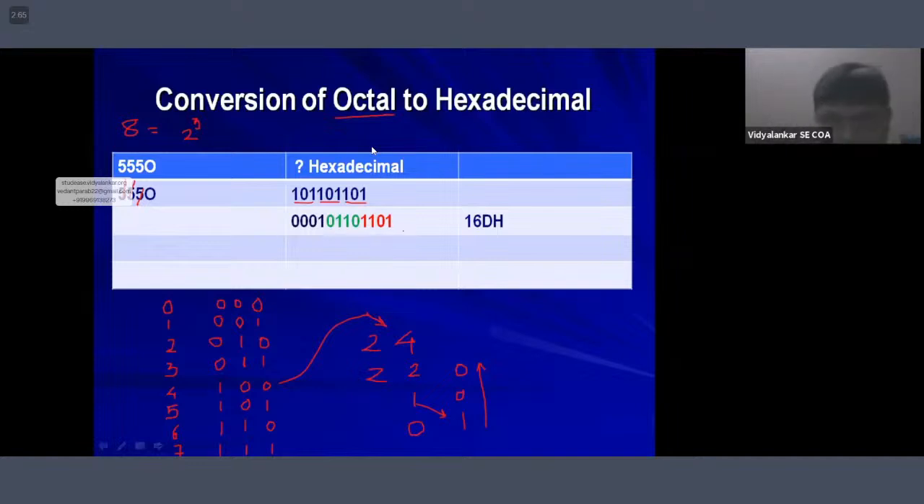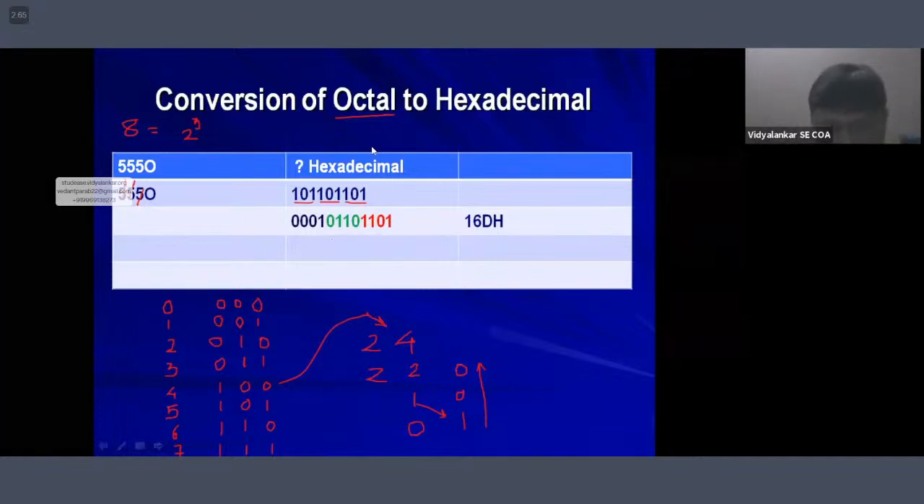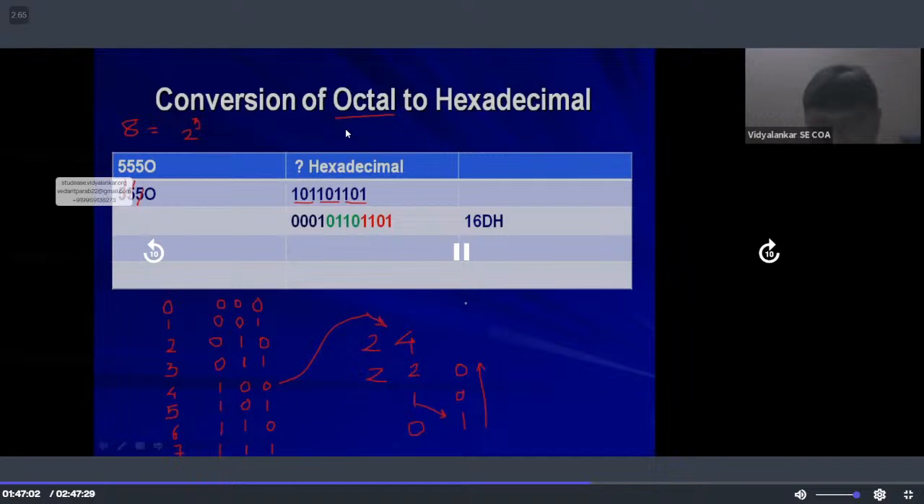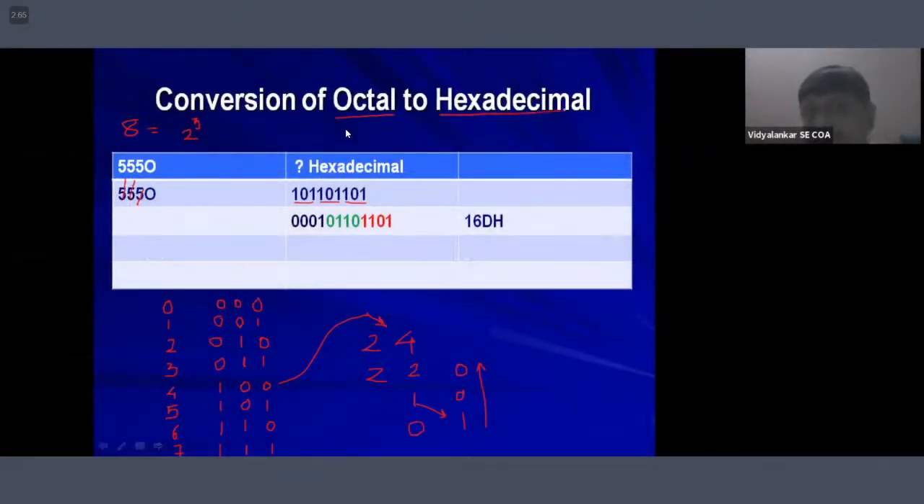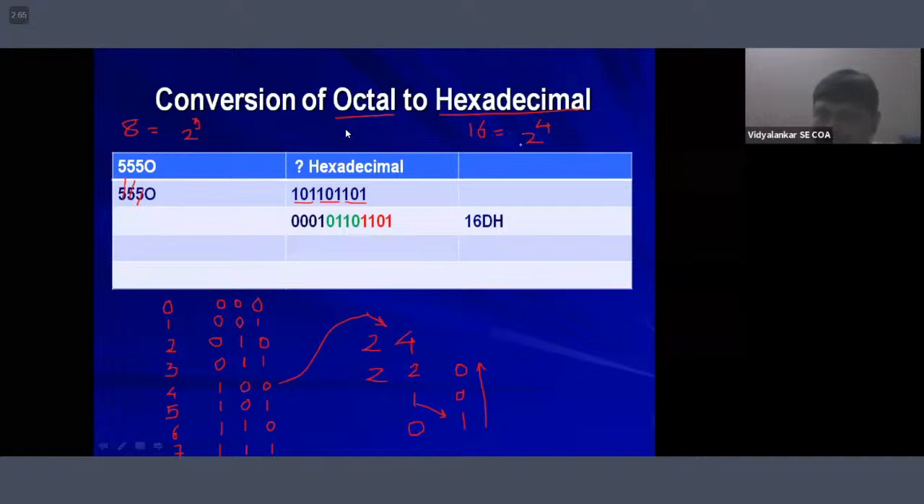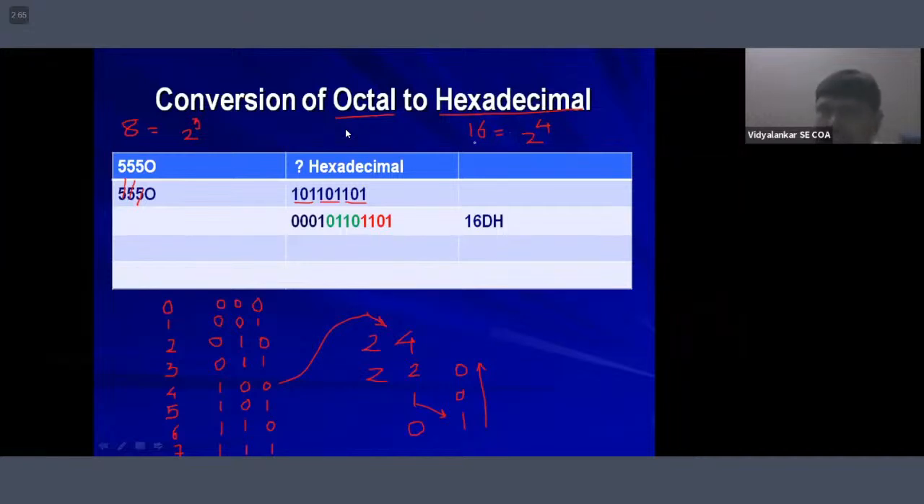Now what you have to do is group this particular binary in terms of 4 bits. Why 4 bits? क्योंकि आपको कन्वर्ट इसलिए करना है हेक्साडेसिमल में, और हेक्साडेसिमल means 16. I can write 16 as 2 raised to power 4. And again same mathematics: 2 means binary, that means bits. 4 bits are required to represent a hexadecimal number. I repeat, 4 bits.